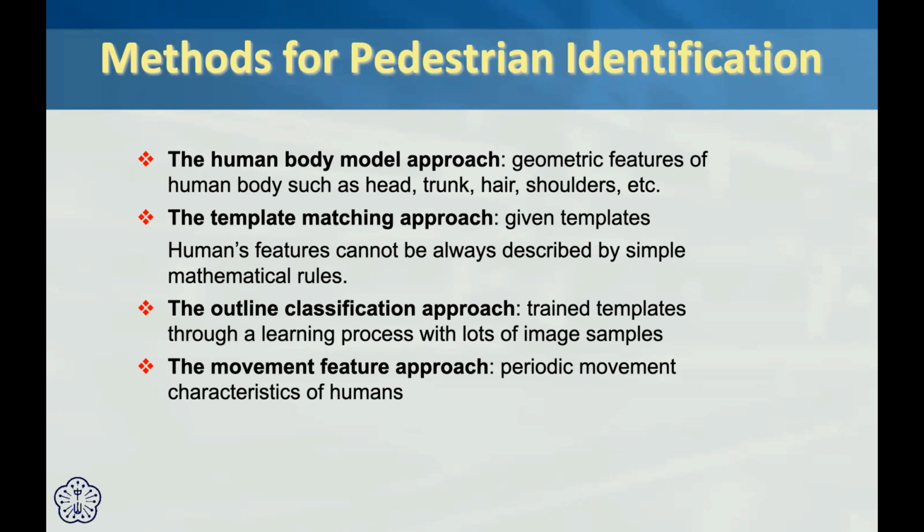So therefore, we have the third approach, the outline classification approach. This approach also uses templates, but the templates have to go through a lot of training process, with a lot of image samples. And the last one, the movement feature approach, applies characteristics of periodical movement of humans.